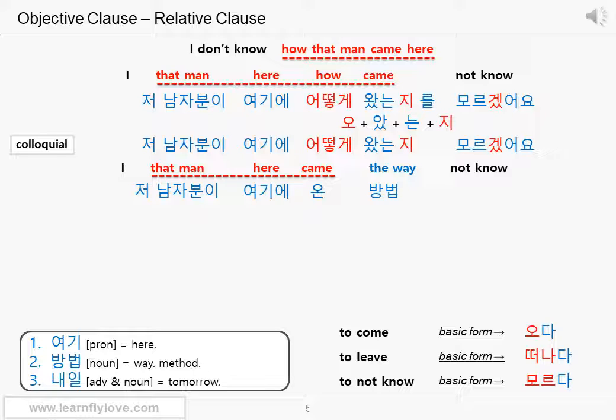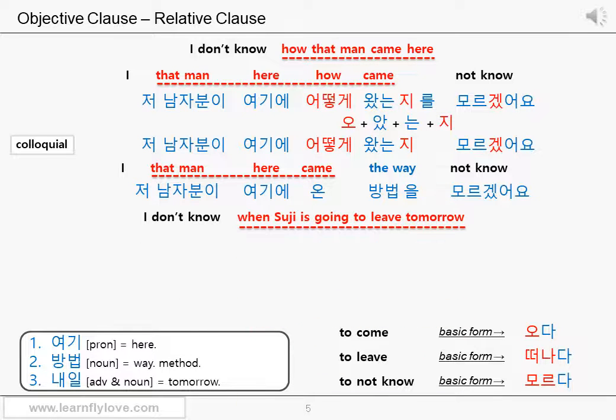Now the way is the object of the verb not know. So let's add the object particle 을. 방법을 not know. 모르겠어요. 저 남자분이 여기에 온 방법을 모르겠어요. Well, the exact meaning of two sentences can be slightly different, but you can still use either of them. Just so you know that, 저 남자분이 여기에 어떻게 왔는지 모르겠어요 sounds slightly better. Let's see the next sentence.